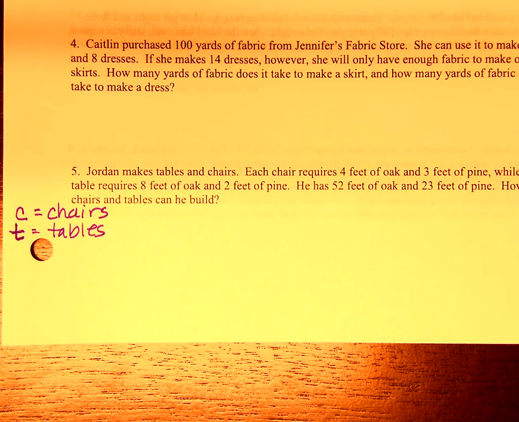What else do we know besides chairs and tables? We do know some stuff about oak and pine, don't we? And in fact, we know how much total oak and how much total pine we have, right? So does that give you some sort of clue that maybe one of your equations needs to be all about oak and the other one needs to be all about pine? Okay, so what's our first equation if it's all about oak?